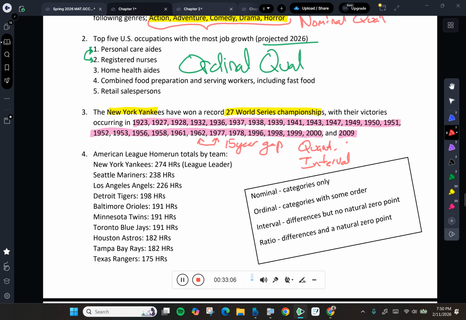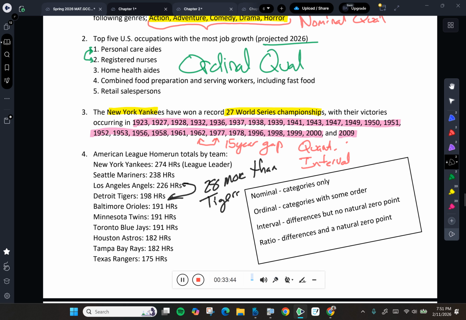Okay. Number 4 down here, last one, looks like the American League home run totals by team. We got the Yankees that had 274. I got a whole bunch of data for the American League. Can I subtract? Can I say that the Los Angeles Angels had 28 more than the Tigers? Yeah, I just subtracted and it makes sense to say that.